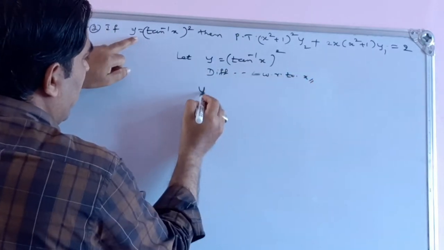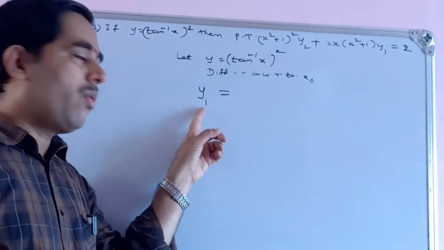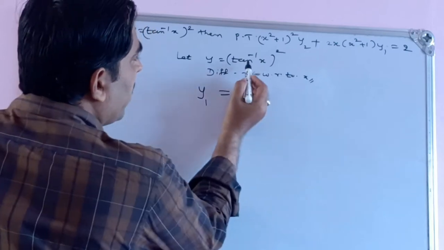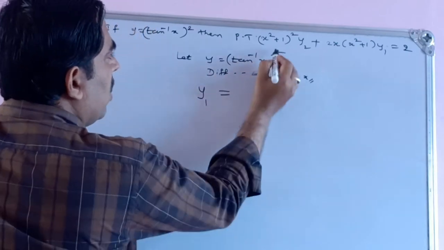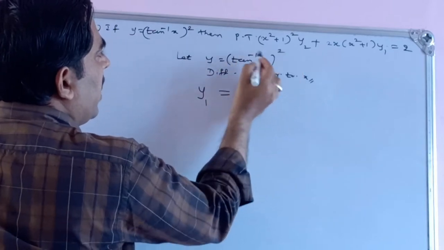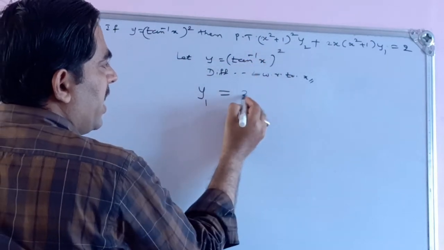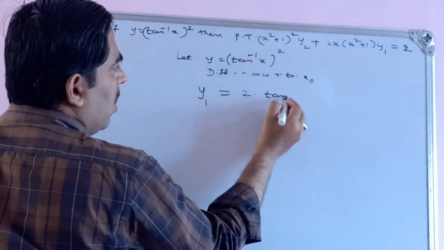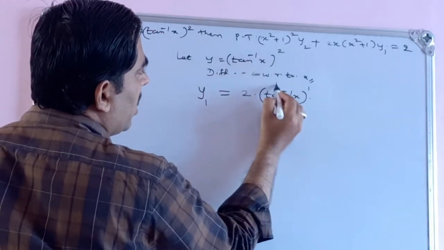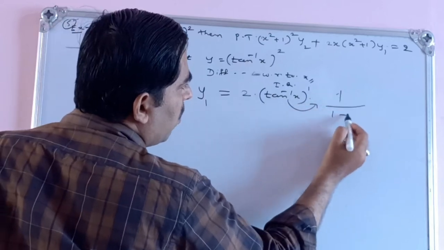See, differentiating this, the derivative of y is what? y1, or dy by dx. On the right hand side we have to be careful. See, tan inverse x whole square. What is the derivative of tan inverse x whole square? Use the power rule: derivative of x to the power of n is n into x to the power n minus 1. So 2 into tan inverse x to the power of 2 minus 1, that is 1, into the inner quantity. For the inner quantity, we have to use the chain rule. Derivative of tan inverse x is what? 1 by 1 plus x square.